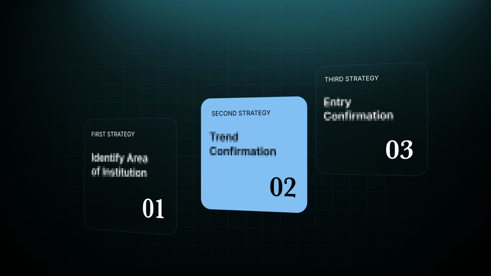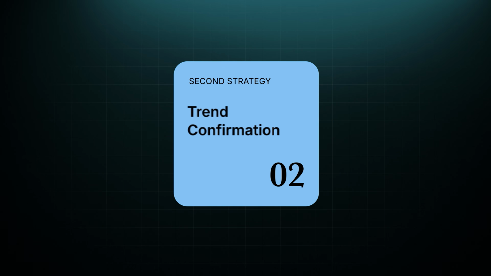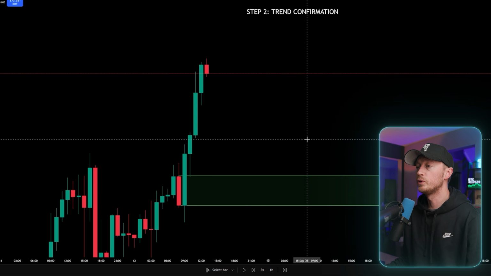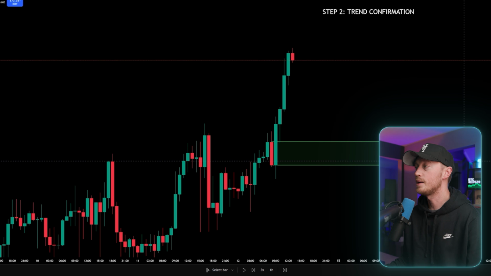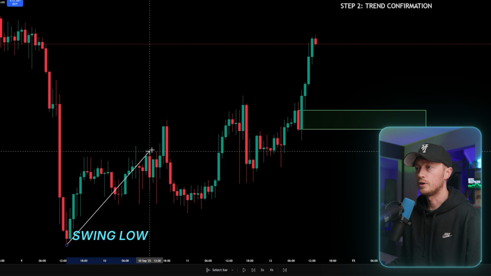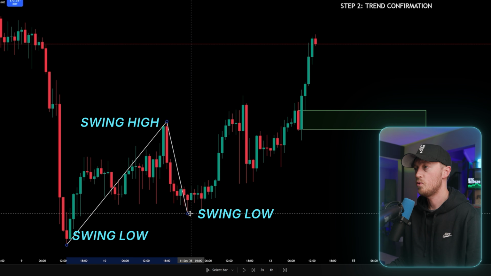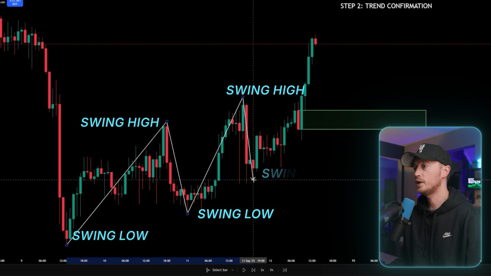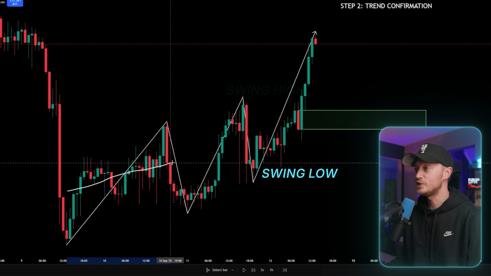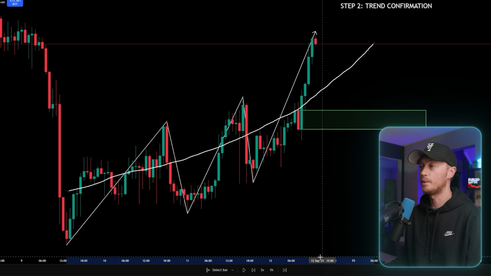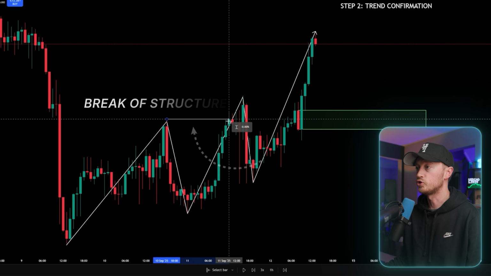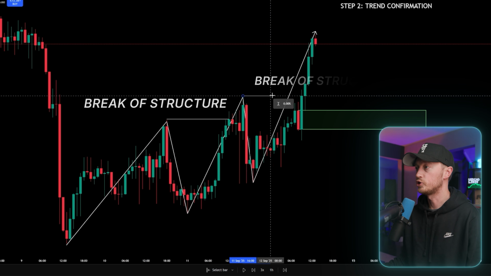For step 2, we need trend confirmation. When you're trading supply and demand, you want to trade with the trend. So the first thing we're going to do, we're just going to scroll out a little bit on the time frame we're actually on. And let's just mark out our swing low, our swing high, our swing low, our swing high, our swing low, and then our swing high. By doing this, you can easily see here that we are currently in an uptrend. We can map this out further by adding breaks of structure. We have a break of structure here, and we have a break of structure here.